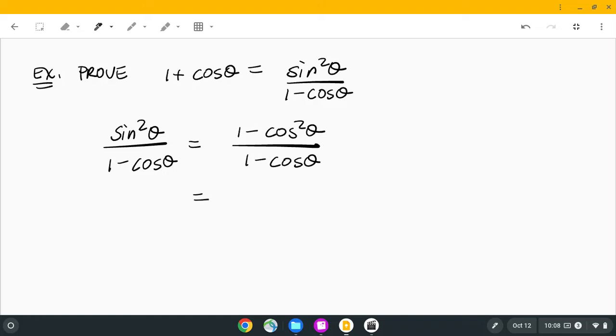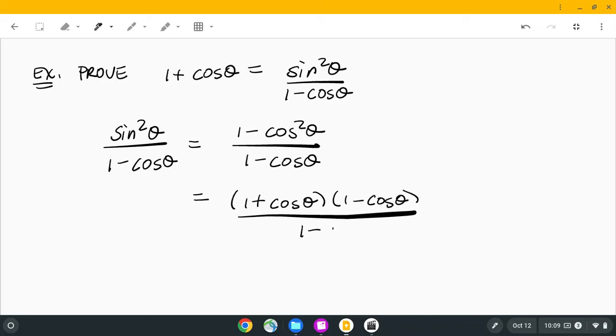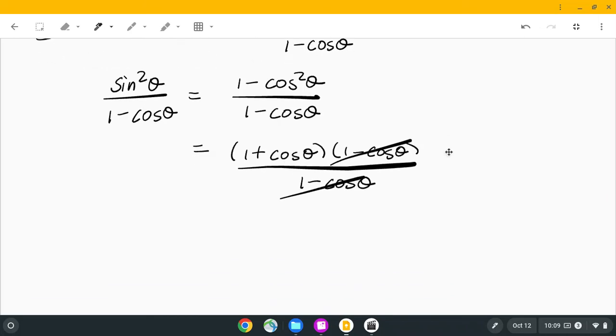And then the numerator, I have perfect squares, so I'm going to factor that: 1 plus cosine theta, 1 minus cosine theta. And with that, I can cancel out the denominator. And now I have what is on the other side, 1 plus cosine theta. So a lot of this factoring difference of squares will come up. Keep that in mind.